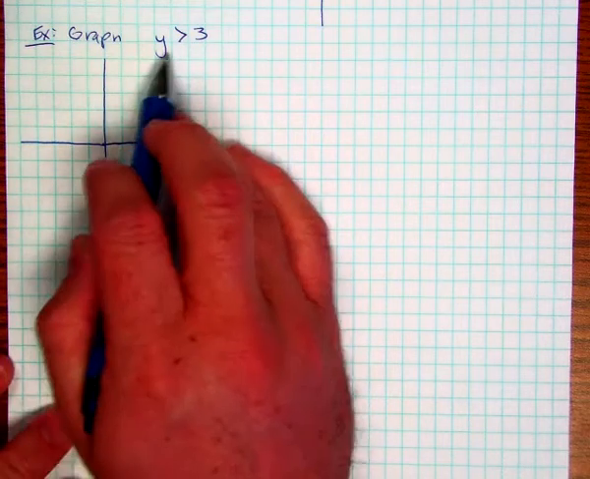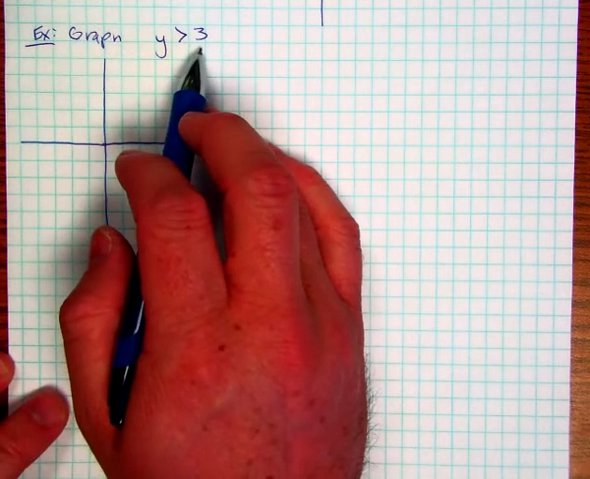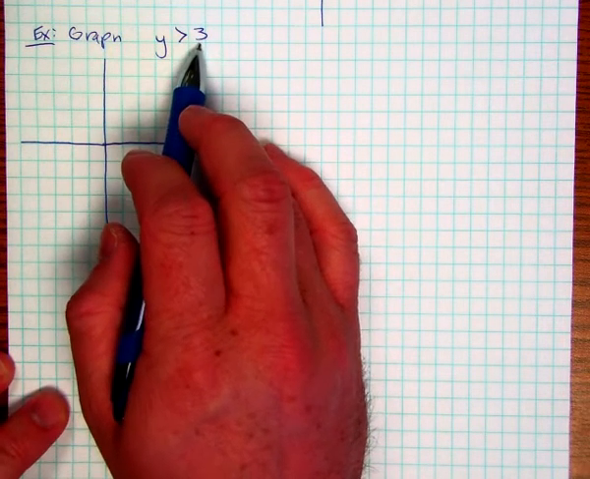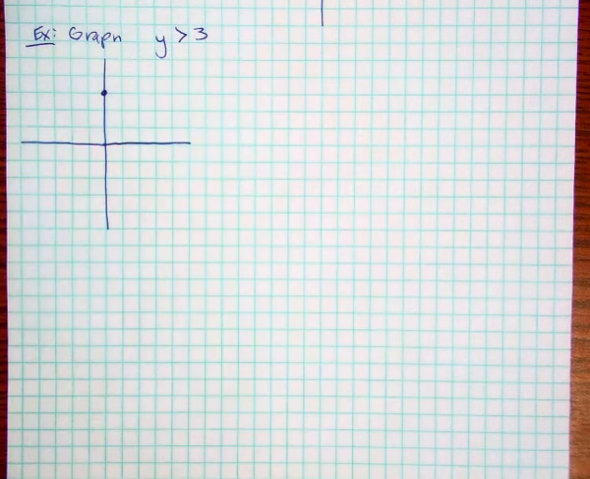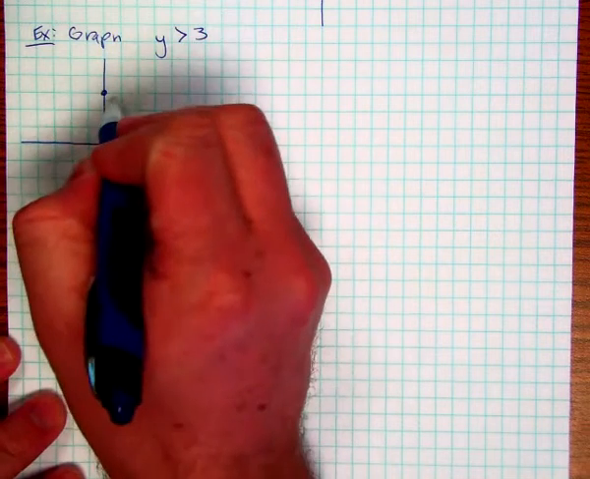So again, it's a horizontal line. We're going to start at positive 3 on the y-axis. 1, 2, 3. We know that it is a horizontal line, so let's go ahead and draw this.